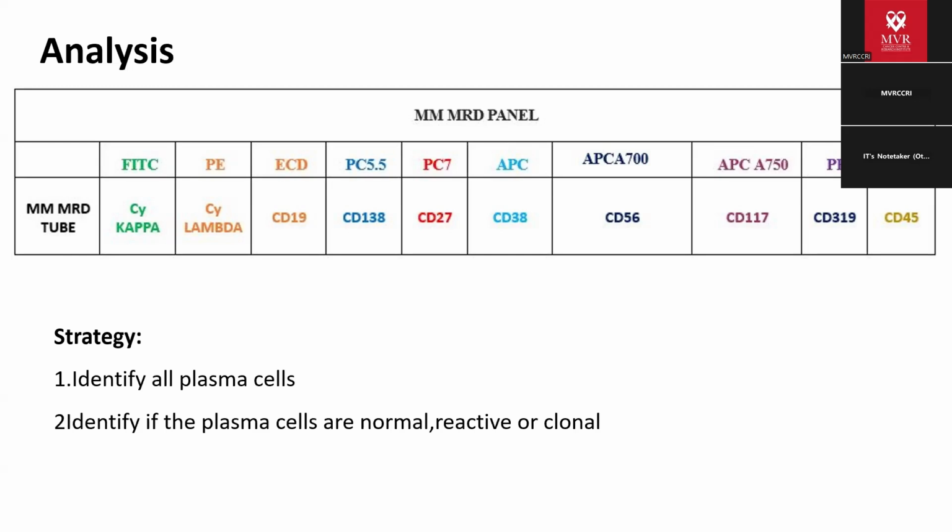Okay, so CD319 is one of the antibodies we have included in all our panels because this is one antibody which is used to identify plasma cells when the patient is on daratumumab. Because then the anti-CD38 will not work. So we need at least 2 myeloma markers. So here we will use 138 as well as 319.